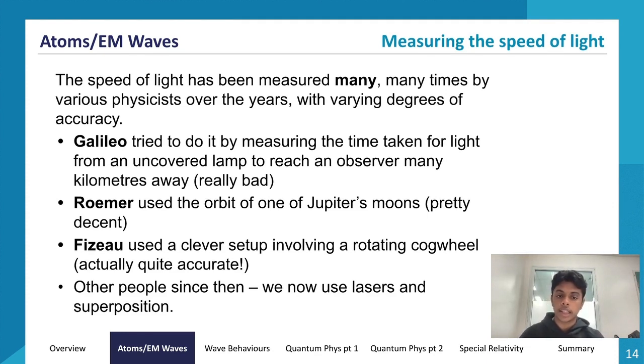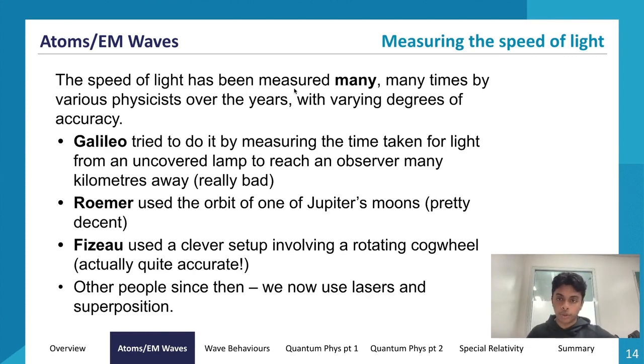Fizeau used a pretty clever setup involving a rotating cogwheel, and he got really, really accurate to the speed of light. So we have a cogwheel, right? This cogwheel has teeth and it has a gap between the teeth. He had a light source and a mirror pretty far away, let's say 10 kilometers again. He turned on the light and waited so that one light beam would travel. So let's take one light beam.